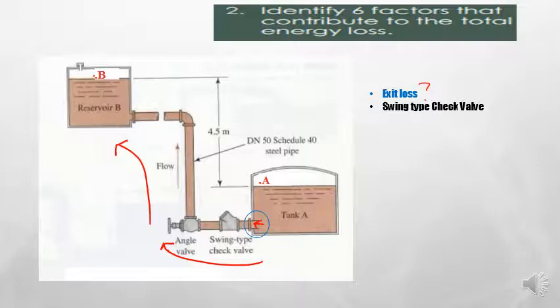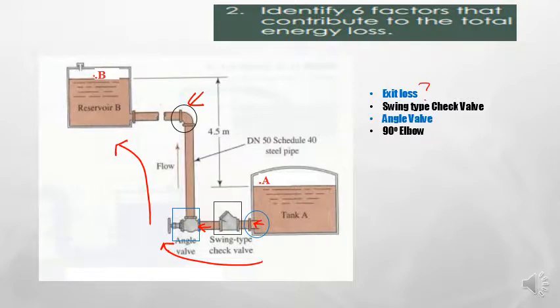Then the liquid will go through the swing type check valve here, which causes energy loss due to the valve. Then it goes to the angle valve here, which also contributes another energy loss. Then it has a 90-degree elbow. Where is the 90-degree elbow? Here is our elbow.